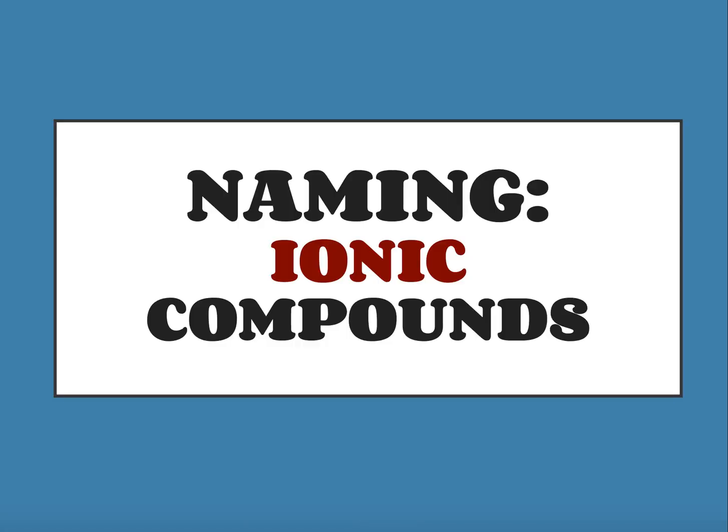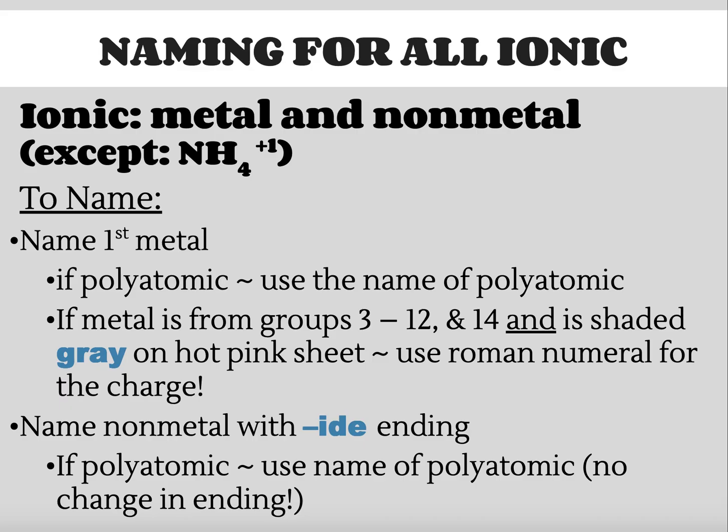Now let's go to naming ionic compounds. So to name ionic compounds, it's actually relatively simple. There's just 2 steps. Write the name of the first thing, write the name of the second thing. Ultimately, that's what it is. You're going to be using your pink sheet for this in order to do this.